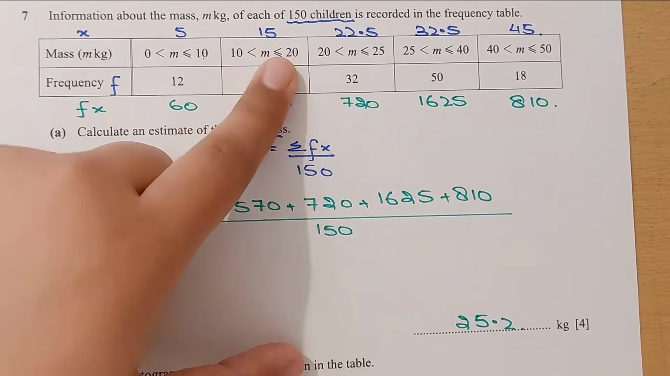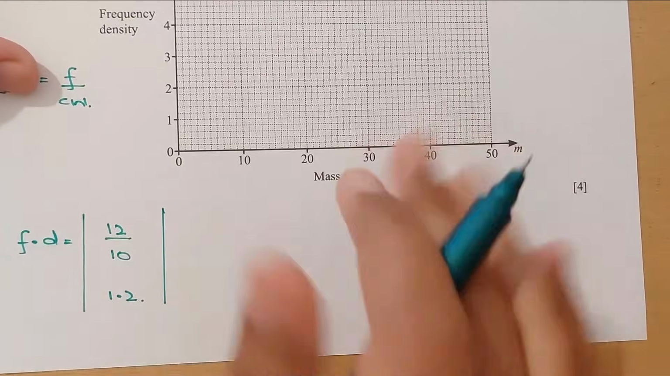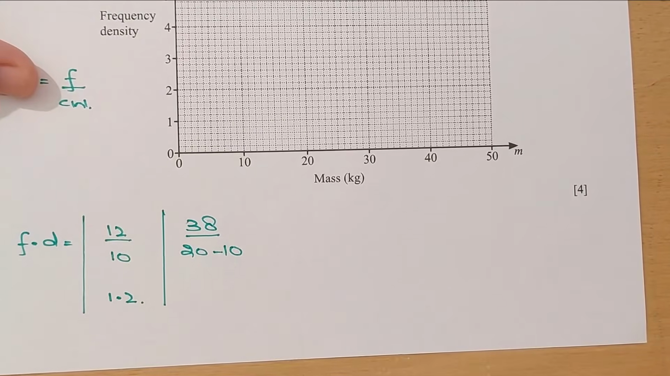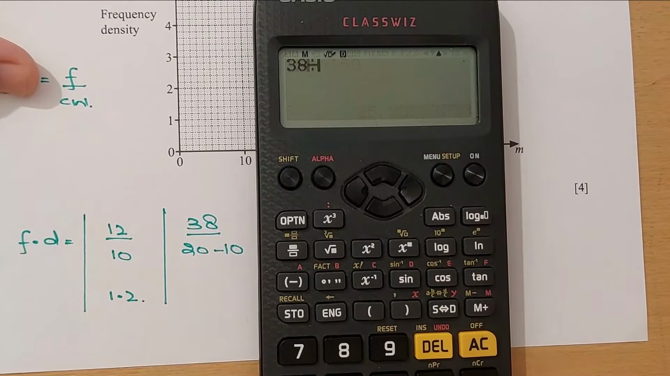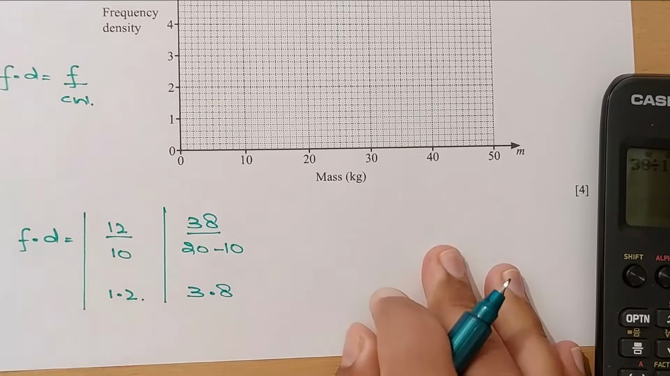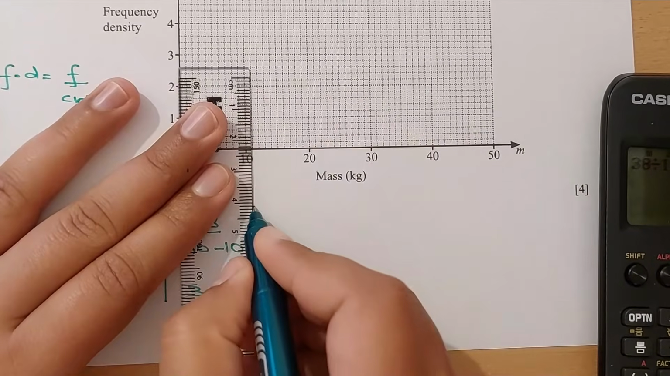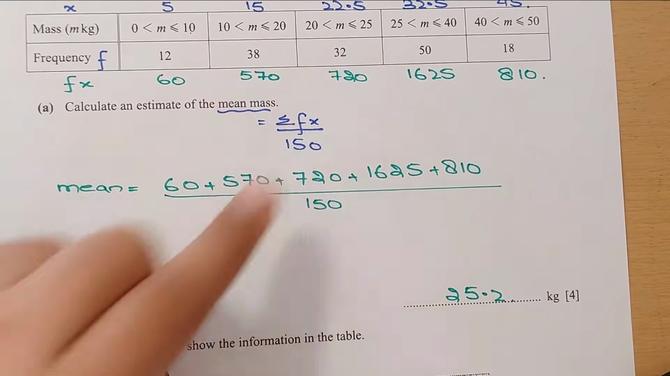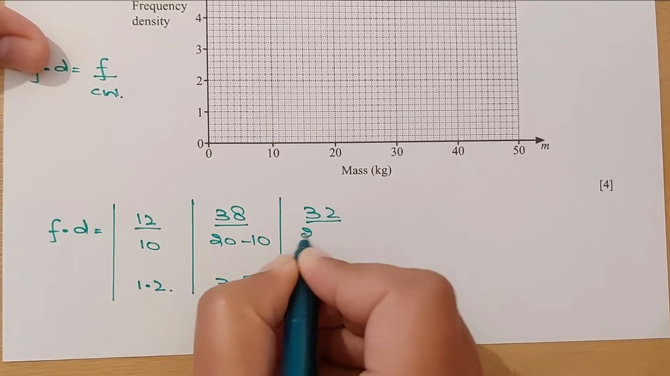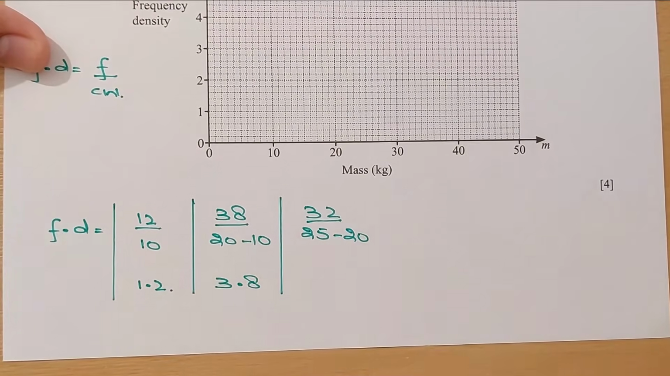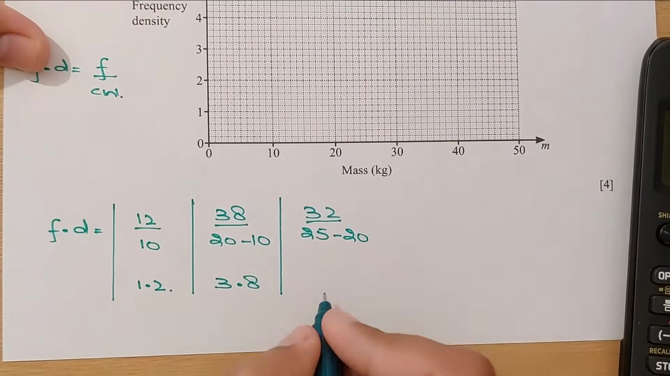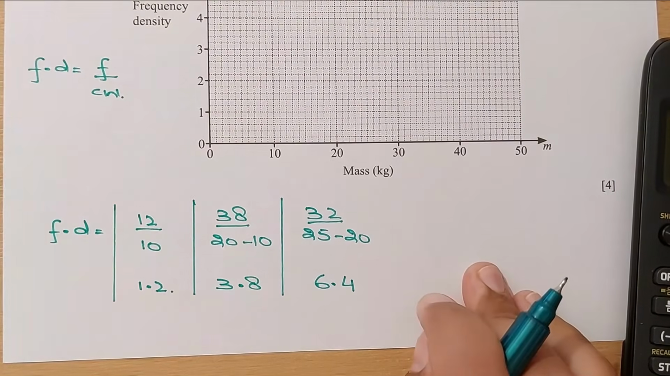Now for the second, between 10 to 20, the frequency is 38, right? So 38 divided by 20 minus 10. 20 minus 10 is 10, right? 38 divided by 10 is 3.8. For the next interval, between 20 to 25, the frequency is 32. 32 divided by 25 minus 20. 25 minus 20 is 5. So 32 divided by 5 is 6.4, the frequency density, right?